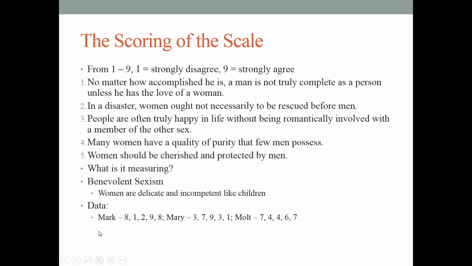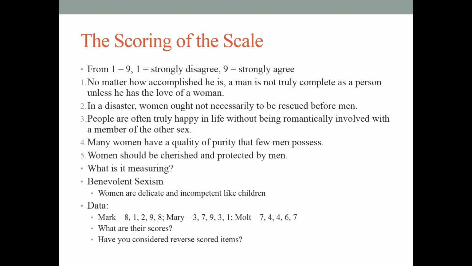So Mark answered 8, 1, 2, 9, 8. That means for question 1, he said 8. Question 2, he said 1, and so on and so forth, right? And Mary answered this, and Molt answered this. So now we need to calculate the scores. What will be the scores? Now a lot of people say, well, this is so easy. Let's just add them up, right?